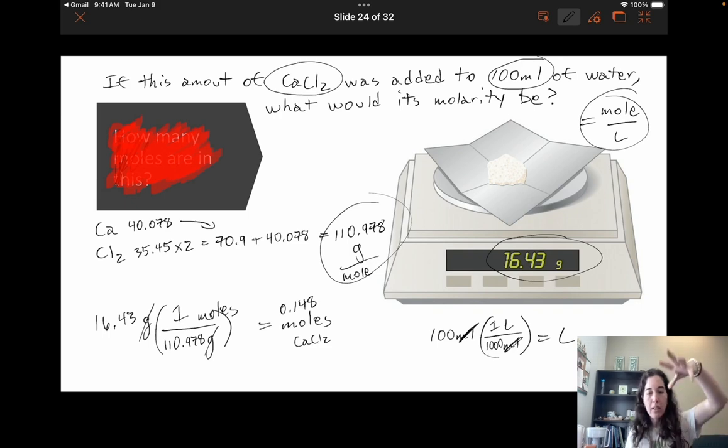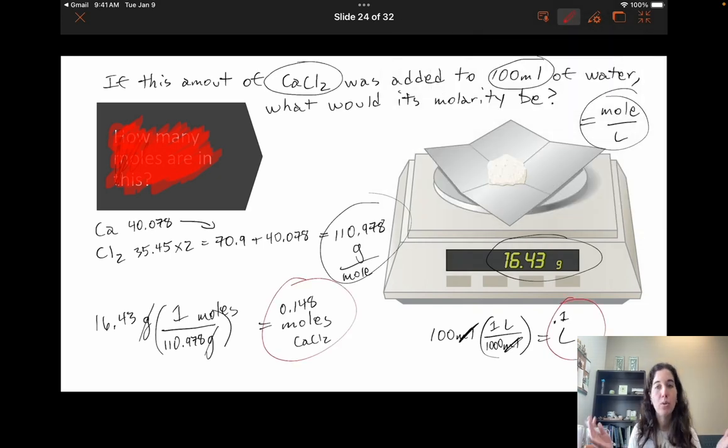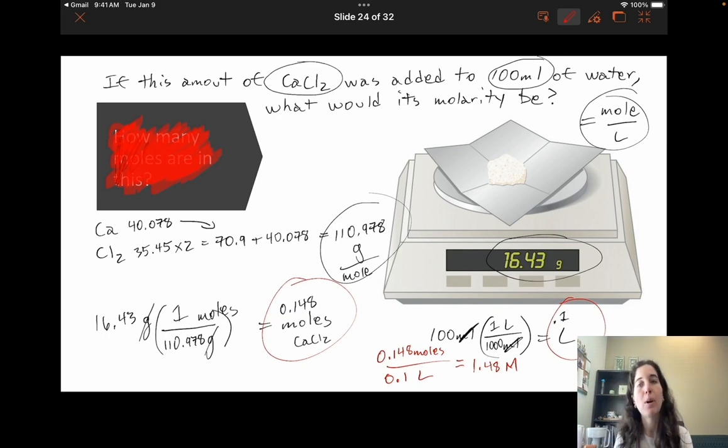Milliliters are only about this big. A liter is like this size. Big liter. So inside of one of this are 1,000 little milliliters. So 100 divided by 1,000 is going to give us our 0.1 liter. So we can combine these numbers now. We can combine this number and this number to make the moles over liters. So it'd be 0.148 moles over 0.1 liters to give us 1.48 molar, moles over liters. We'll do more example problems of this in class.